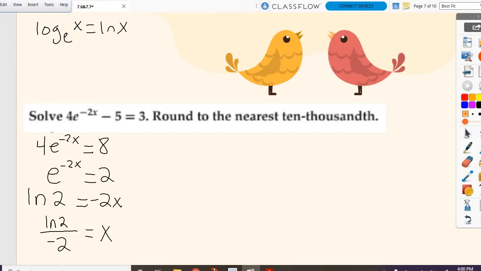From there, we would need to plug that into our calculator using our natural log button this time. But again, making sure that you end your parenthesis after your 2 inside of the natural log. And again, it tells us to round to the nearest 10,000th, so we should get negative 0.3466. So make sure that we can use that natural log button and that we're getting the correct answer.